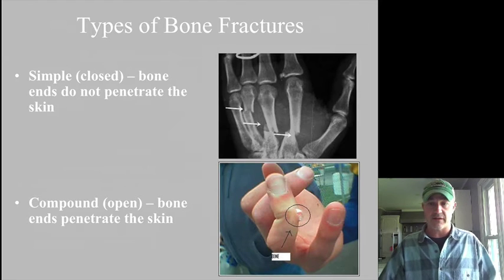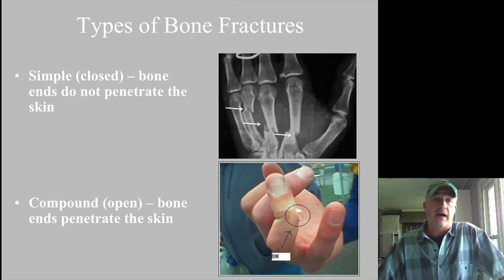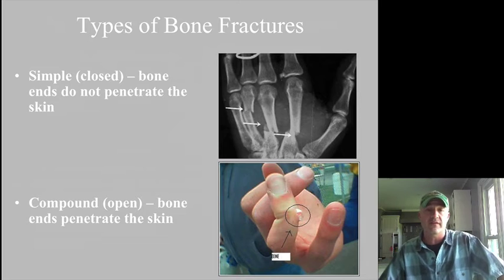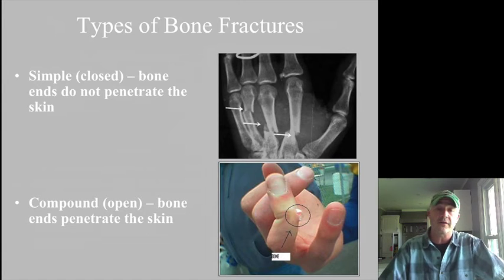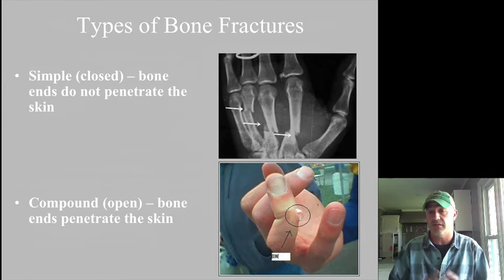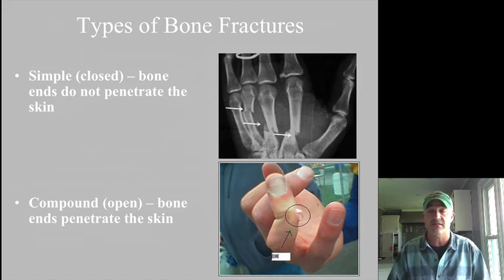And then you get some of the really crazy ones here. If you're going to have a fracture, a simple fracture is usually what you want, where the bone breaks but doesn't break through the skin. A compound or open fracture is when the bone actually pokes out through the skin.